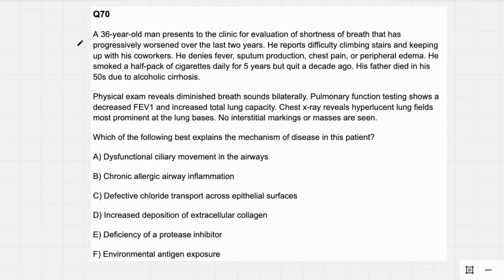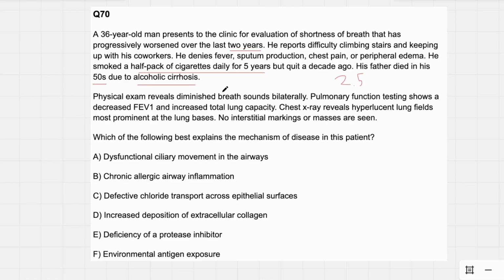A 36-year-old man presents to the clinic for evaluation of shortness of breath that has progressively worsened over the past 2 years. He reports difficulty climbing stairs and keeping up with his coworkers. He denies fever, sputum production, chest pain, or peripheral edema. He smoked a half pack of cigarettes daily for 5 years, but quit a decade ago. Okay. So he's got a 2.5 pack year history, but he still quit a decade ago. His father died in his 50s due to alcoholic cirrhosis. Okay, so he must have been a serious alcoholic who died in his 50s.